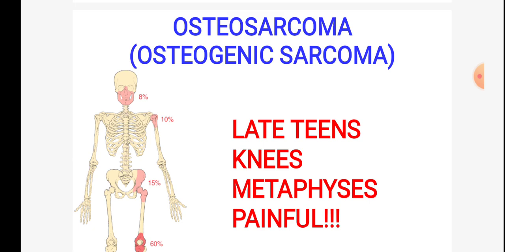Osteosarcoma, that is osteogenic sarcoma. So this is the other name for that. But I've seen in the recent film, Dil Bechara, Sushant Singh Rajput was suffering from osteosarcoma. So how they have depicted, he has part of his limb completely amputated in that particular film. Just to make you remember that sequence: osteosarcoma, late teens, in and around the knees, painful.